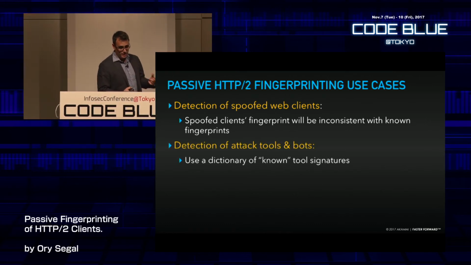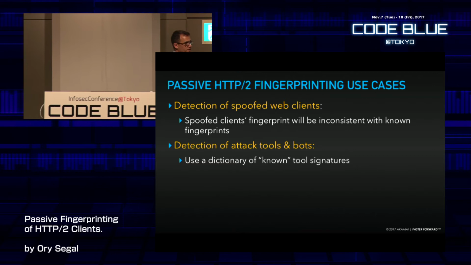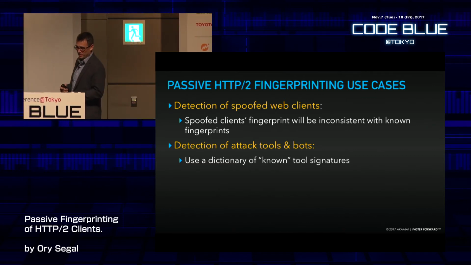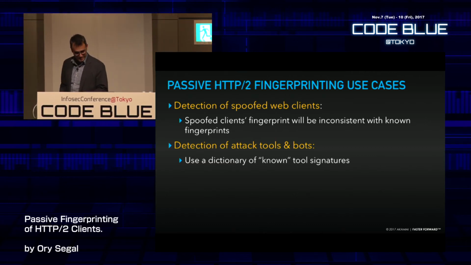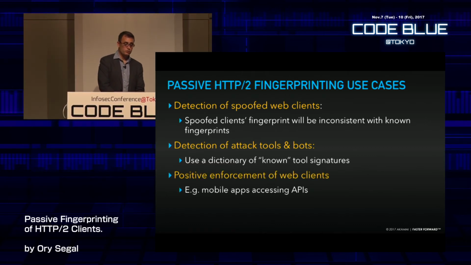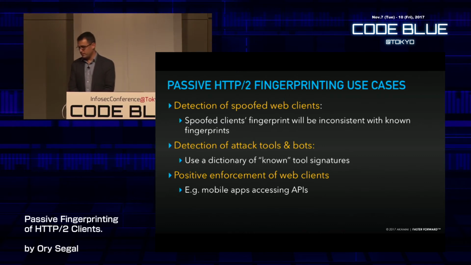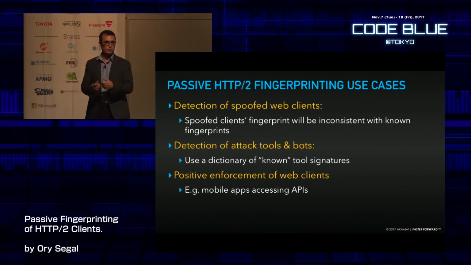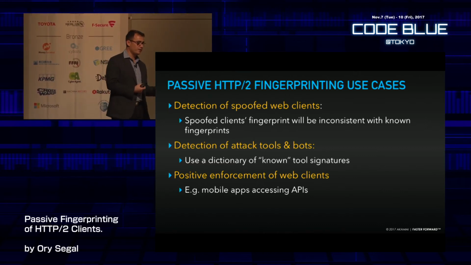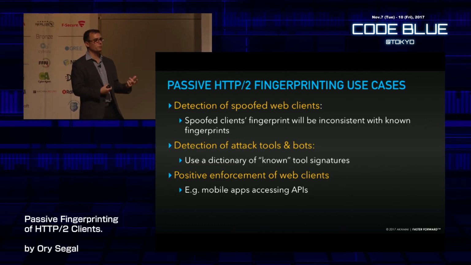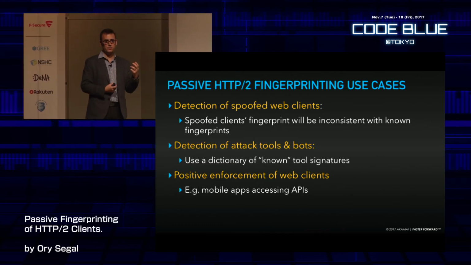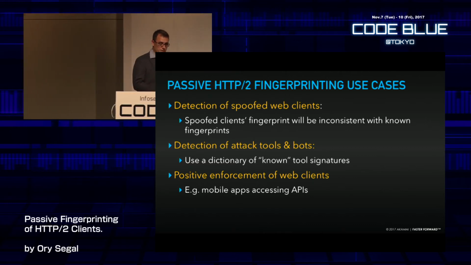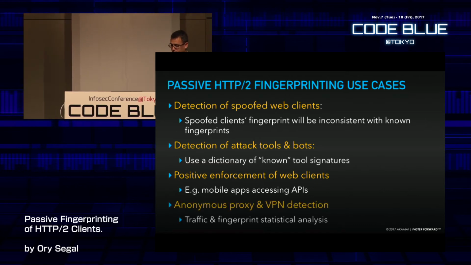You can detect attack tools and bots. We actually created a directory at Akamai of all the known attack tools. I'll talk about some of them in a moment. Most of them don't support HTTP 2. We'll get to that. You can do positive enforcement. For example, let's say your company exposes a mobile API for the mobile application. It's very easy to whitelist the type of HTTP 2 fingerprint that you expect because you wrote the client, you know exactly how it looks. Anything else will be blacklisted, so positive enforcement of web client types.